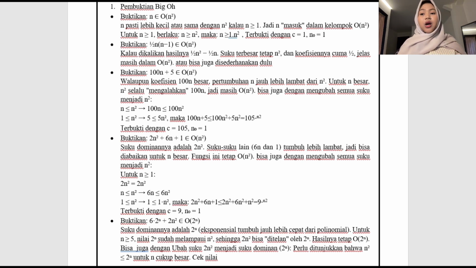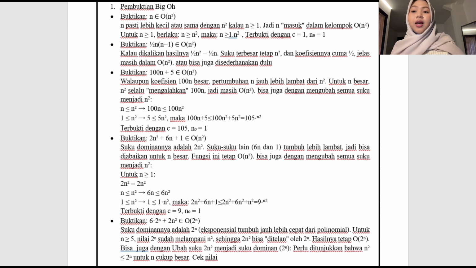Proof 3, we convert the term of 100n to 100n squared, and 5 becomes 5n squared, adding them together gives 105n squared, proven with c equals 105 and n0 equals 1.